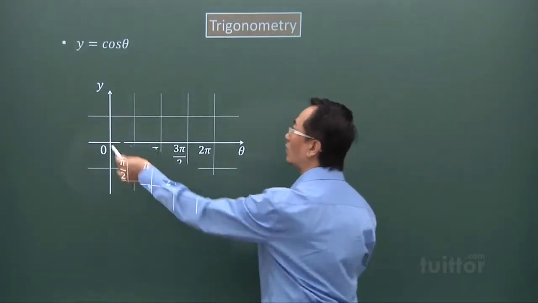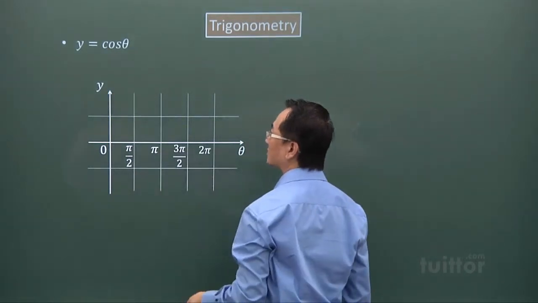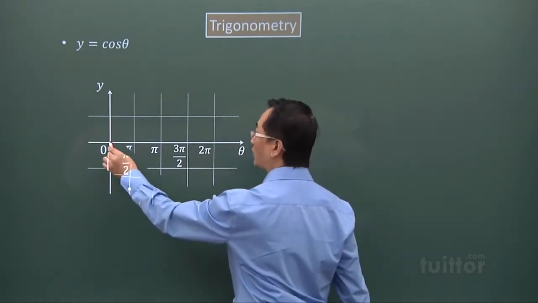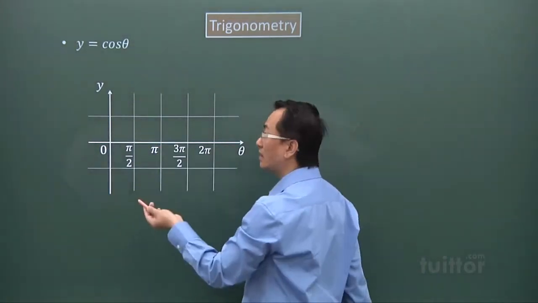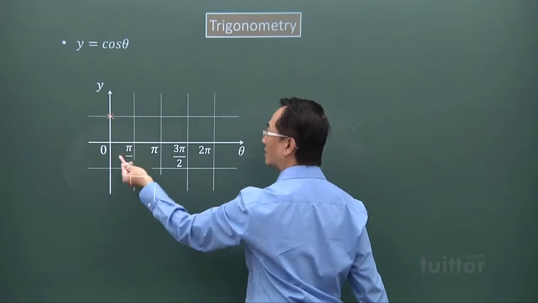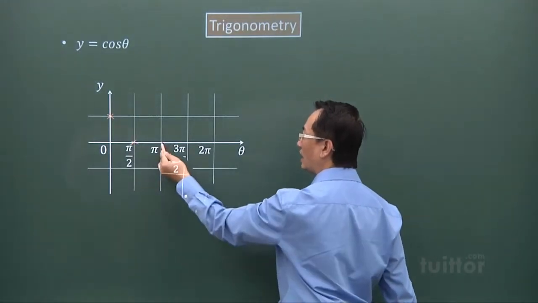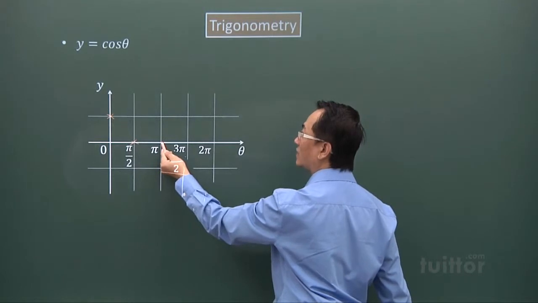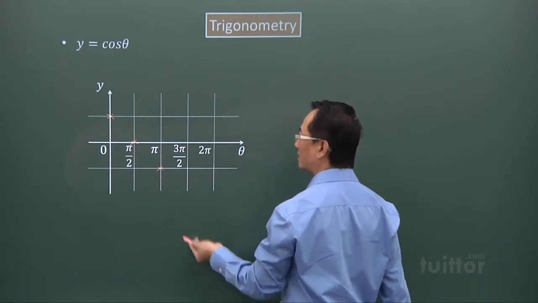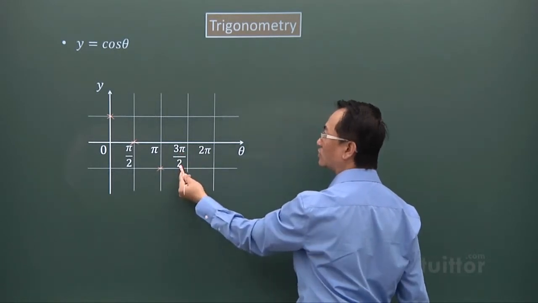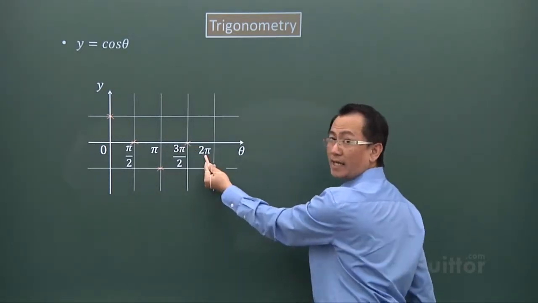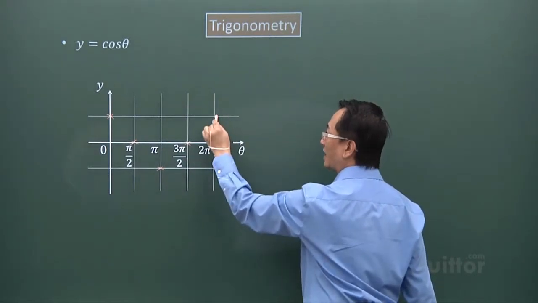Next, we are looking at y equals cos theta. So, if I put in 0 into cos theta, I'll get 1. If I put in pi on 2 into cos theta, I'll get a 0. If I put in the pi value into cos theta, I'll get a negative 1. I put in 3 pi on 2 into cos theta, I'll get a 0. If I put in 2 pi into cos theta, I get a 1.